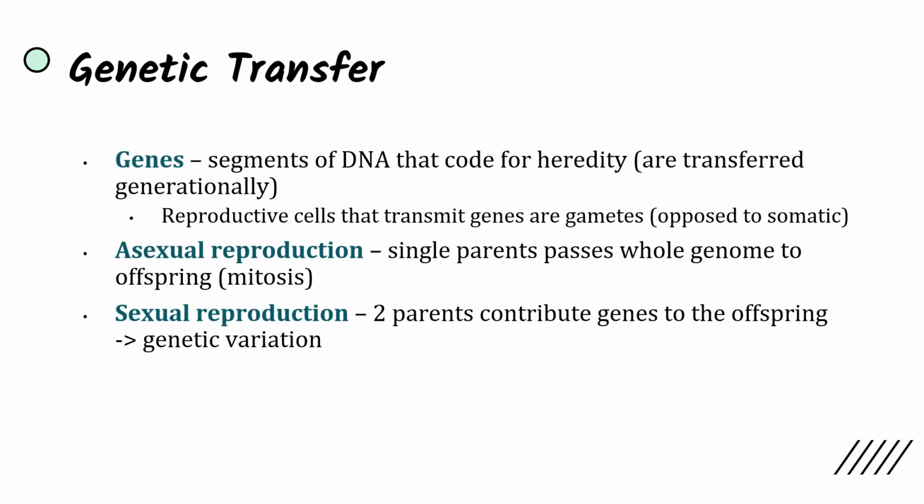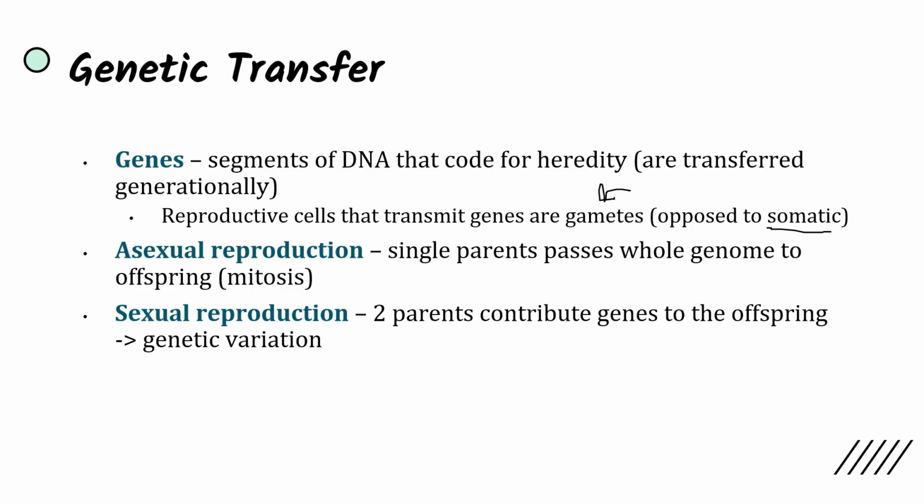So, some background on genetic transfer. Genes are segments of DNA that code for heredity and are transferred generationally through reproduction from parent to children. Reproductive cells that transmit genes are known as gametes, as opposed to somatic or body cells. The gametes that humans have are sperm and ova.